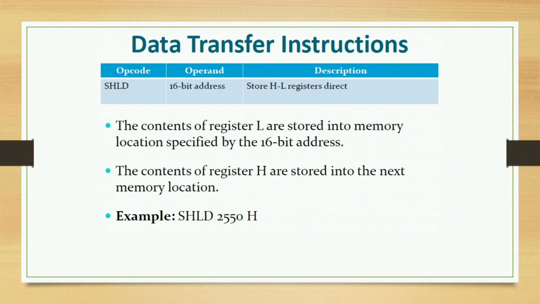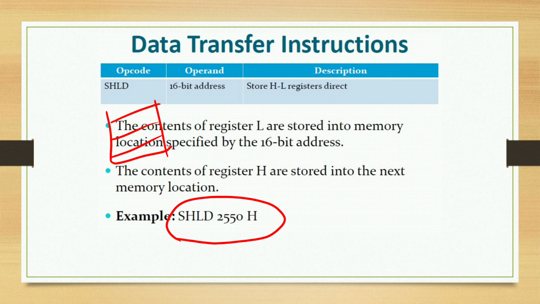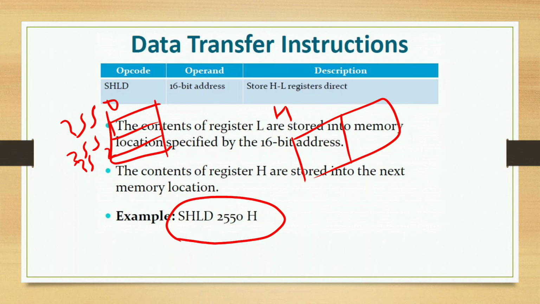SHLD, store HL pair directly. Here is the example, SHLD 2550. The memory and the locations are 2550, 2551, and here is the HL pair.